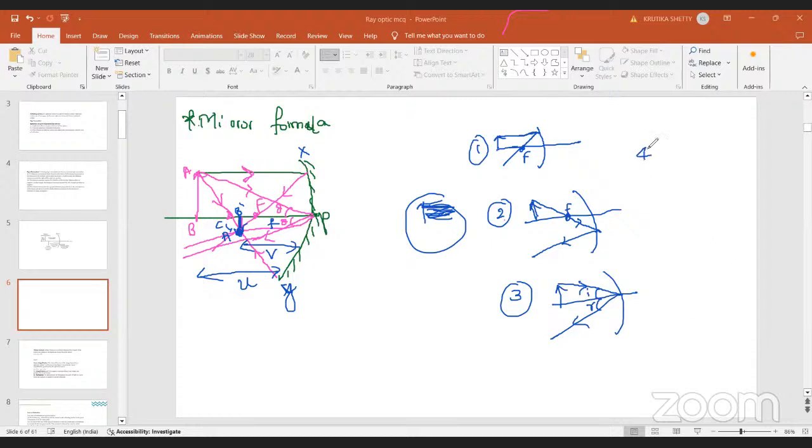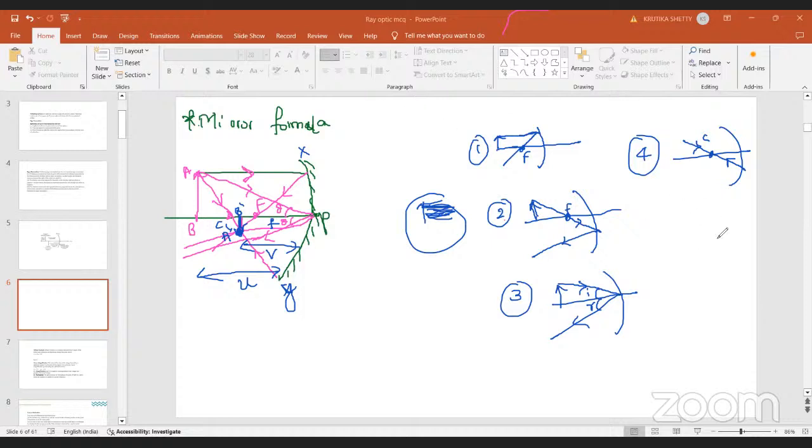Fourth, the ray which is passing through the center of curvature, after reflection goes back in the same direction. After reflection it goes in the same direction. So these are the 4 laws which we study in the 10th standard.